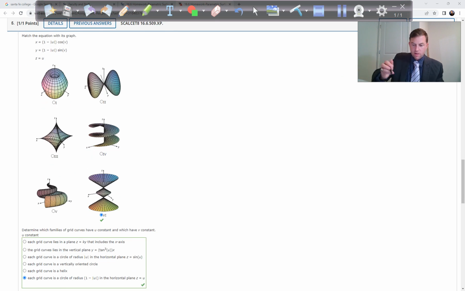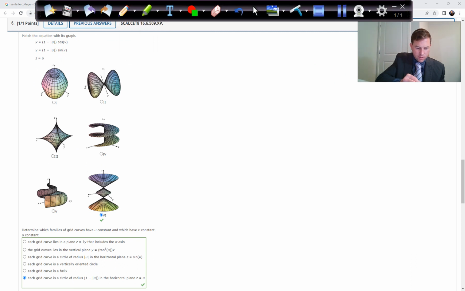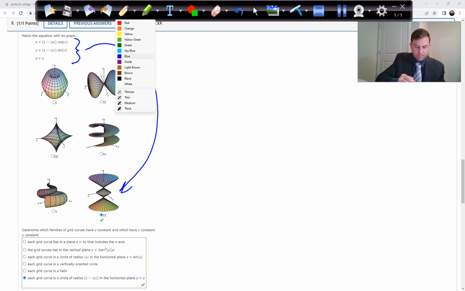Again, we have these three equations, and we look these up in the textbook, and they say these will look like that. So we can pick the shape based on those three parametric equations. And if u is a constant now, we're going to get a circle of radius 1 minus u in the horizontal plane z equals u. So this one's pretty simple to see.